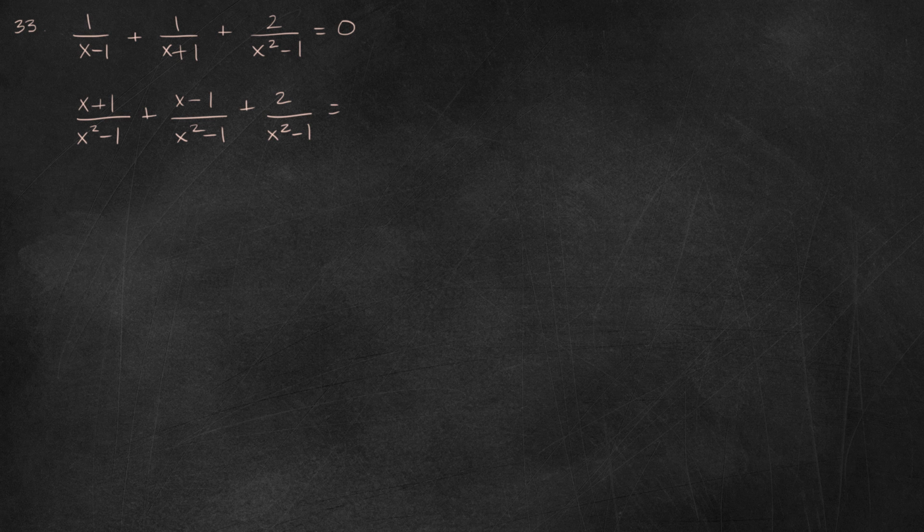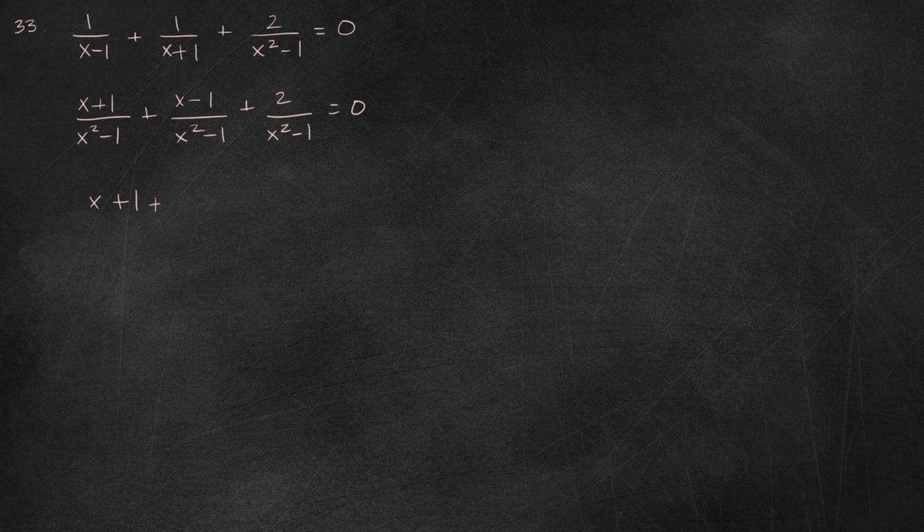Number 33, solve 1 over x minus 1 plus 1 over x plus 1 plus 2 over x squared minus 1 equals 0. I'm going to start by combining these three fractions into a single fraction. So the least common denominator is x squared minus 1. That makes this x plus 1 over x squared minus 1 plus x minus 1 over x squared minus 1 plus 2 over x squared minus 1 equals 0.